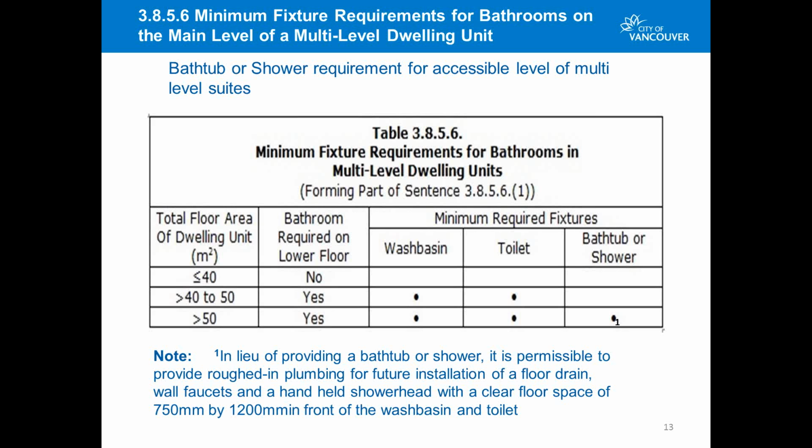Now, the bathroom on the main floor, all dwelling units require a larger bathroom. However, in a multi-level dwelling unit, you do require a barrier-free bathroom on the main floor of the dwelling unit, and this table tells you basically what you're going to require in that dwelling unit. This is one of the more, I guess, controversial changes to the 2014 Vancouver bylaw.